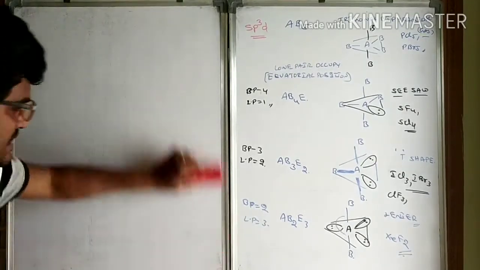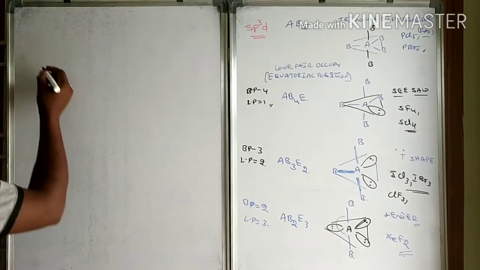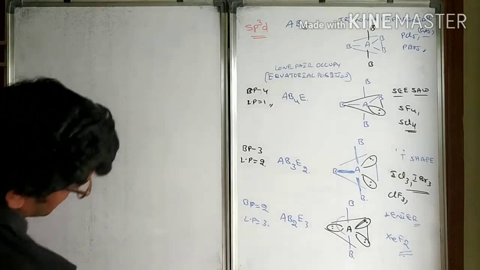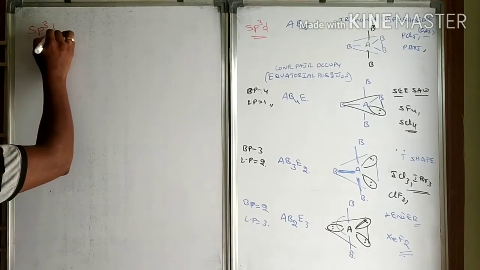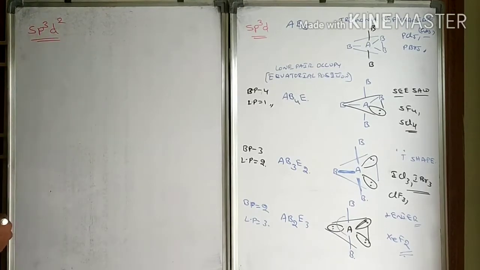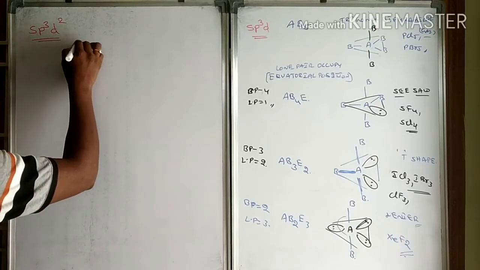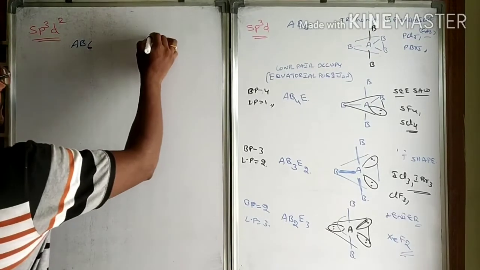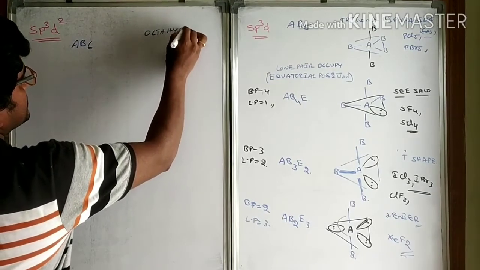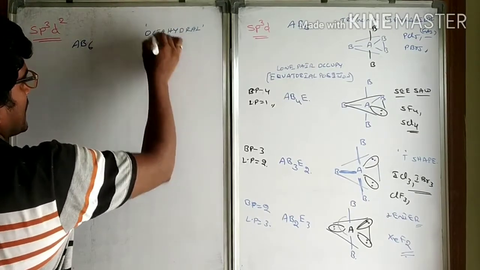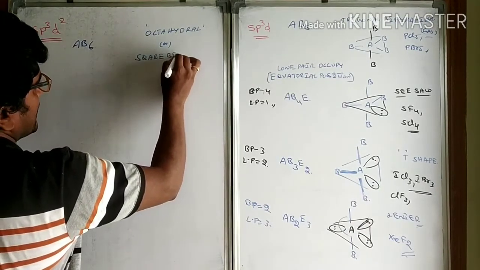The other hybridization we are having is sp3d2 hybridization. Whenever there is sp3d2 hybridization, we are having an AB6 molecule, which is octahedral, or the other name for this one is square bipyramidal.